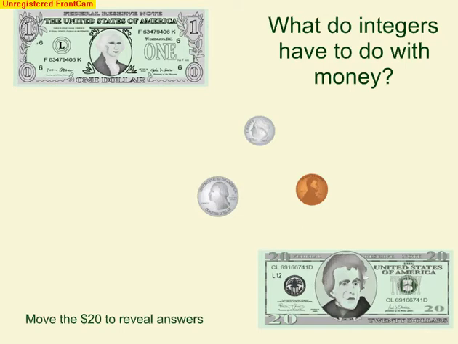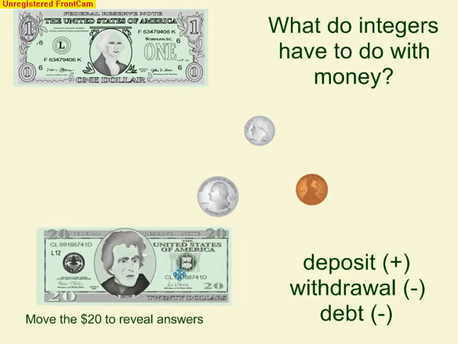Integers also have to do with money. Think of going to a bank and depositing money. That would be a positive in your account. Or you might make a withdrawal. That would be a negative. Also, we have debt. That would also be a negative.